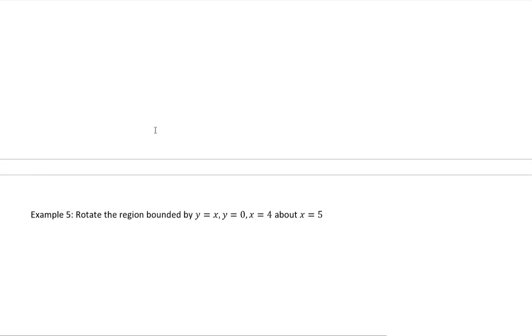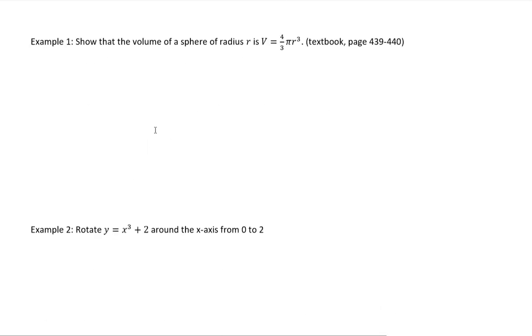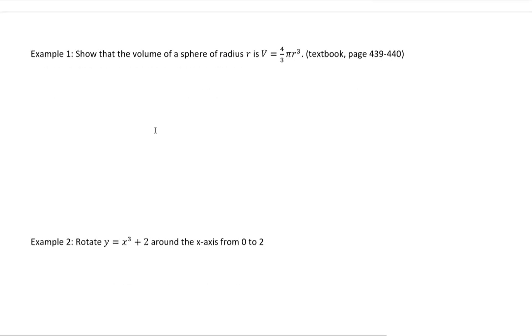I have 6 different examples to show you here that all go into different concepts of this. First, we have this example that's also coming from the book, so if you want to see it done again in the textbook, you may. It's on pages 439 to 440. It starts on 439, the rest is on 440. And we're trying to show the volume of a sphere of radius r is V equals 4/3 pi r cubed.